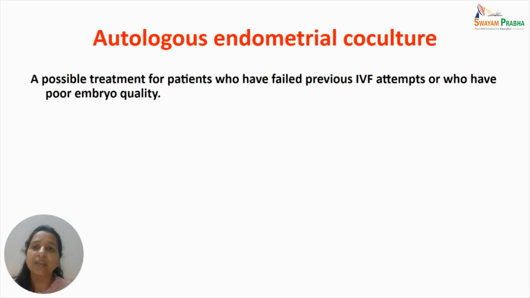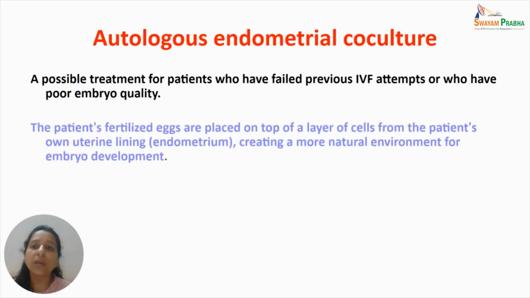Another variant of IVF is autologous endometrial co-culture, which is a possible treatment for patients who have failed previous IVF attempts or who have poor embryo quality. In autologous endometrial co-culture, the patient's fertilized eggs are placed on top of a layer of cells from the patient's own uterine lining, that is endometrium, so as to create a more natural environment for embryo development.